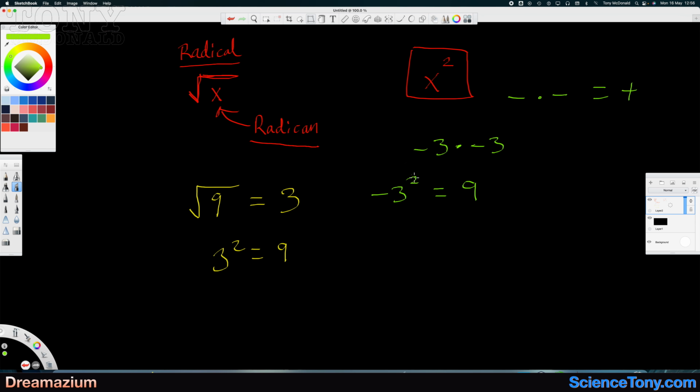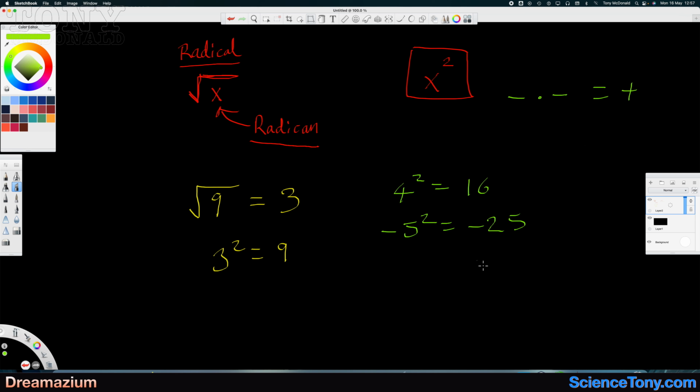If this was to the 3rd power, then that would be negative 27, because it would be negative 3 times negative 3, which is 9, and then a negative times a positive is a negative. Sorry, negative 3 cubed would equal negative 27. That's what we're doing when we're squaring something. So if you have 4 squared, that's going to equal 16. If you have negative 5 squared, that's going to equal negative 25.